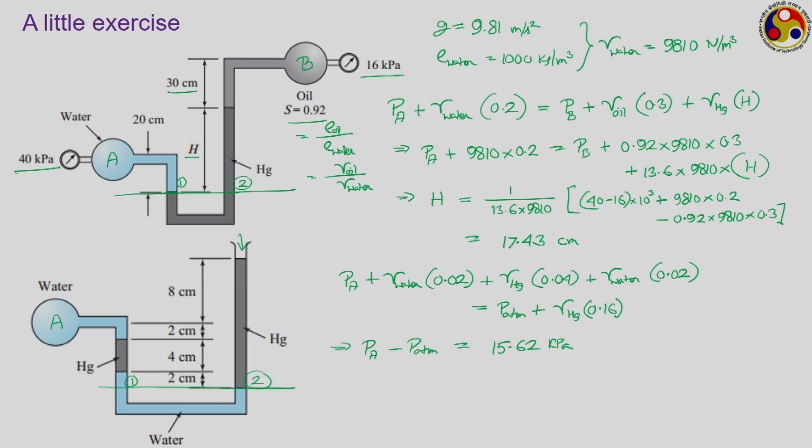But which pressure are we talking about? Here we have evaluated Pa minus P atmospheric. That means what we have got is actually the gauge pressure at location A or tank A, which is 15.62 kilopascal. And if we know the actual value of the atmospheric pressure, then we can easily get the absolute pressure at tank A as well.